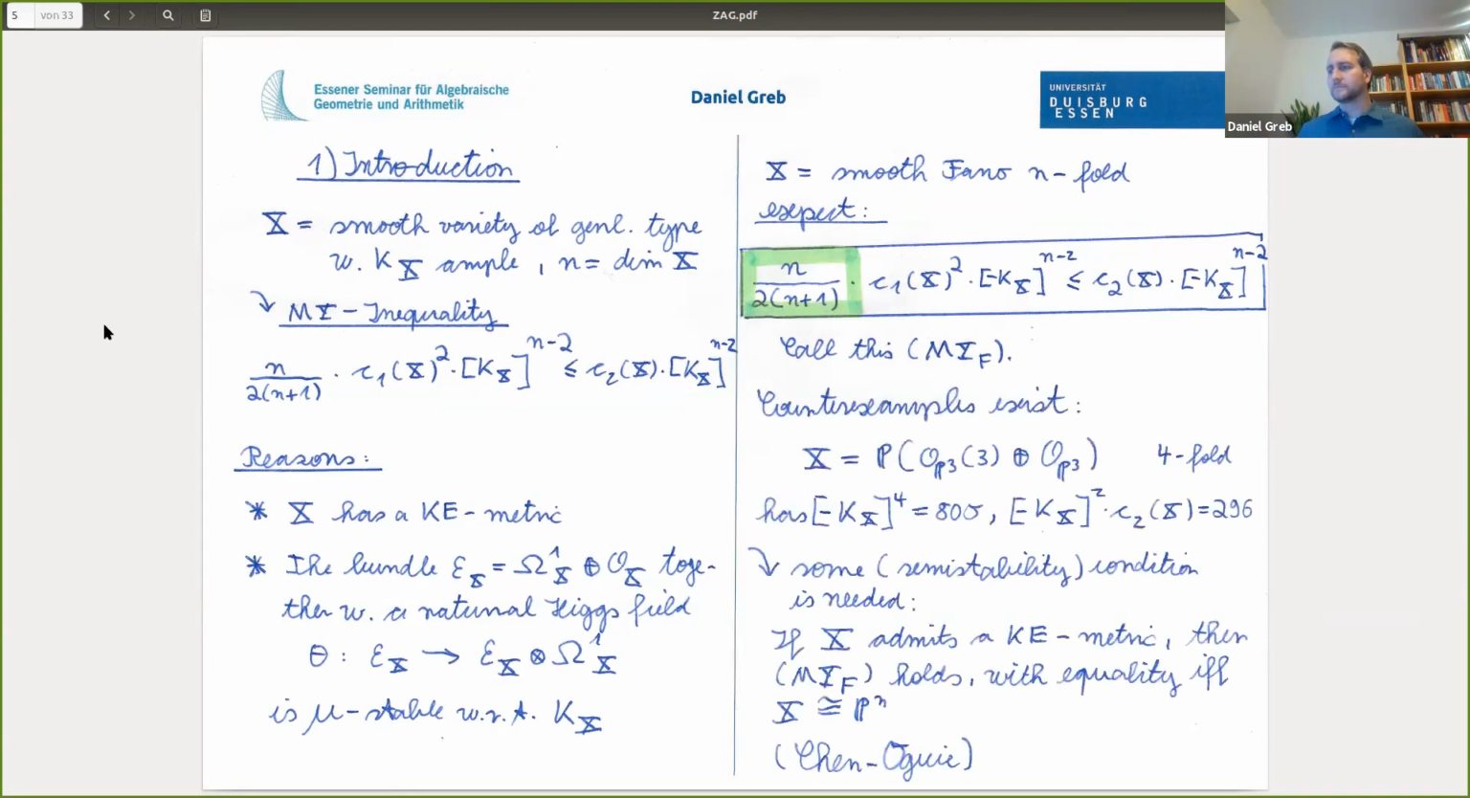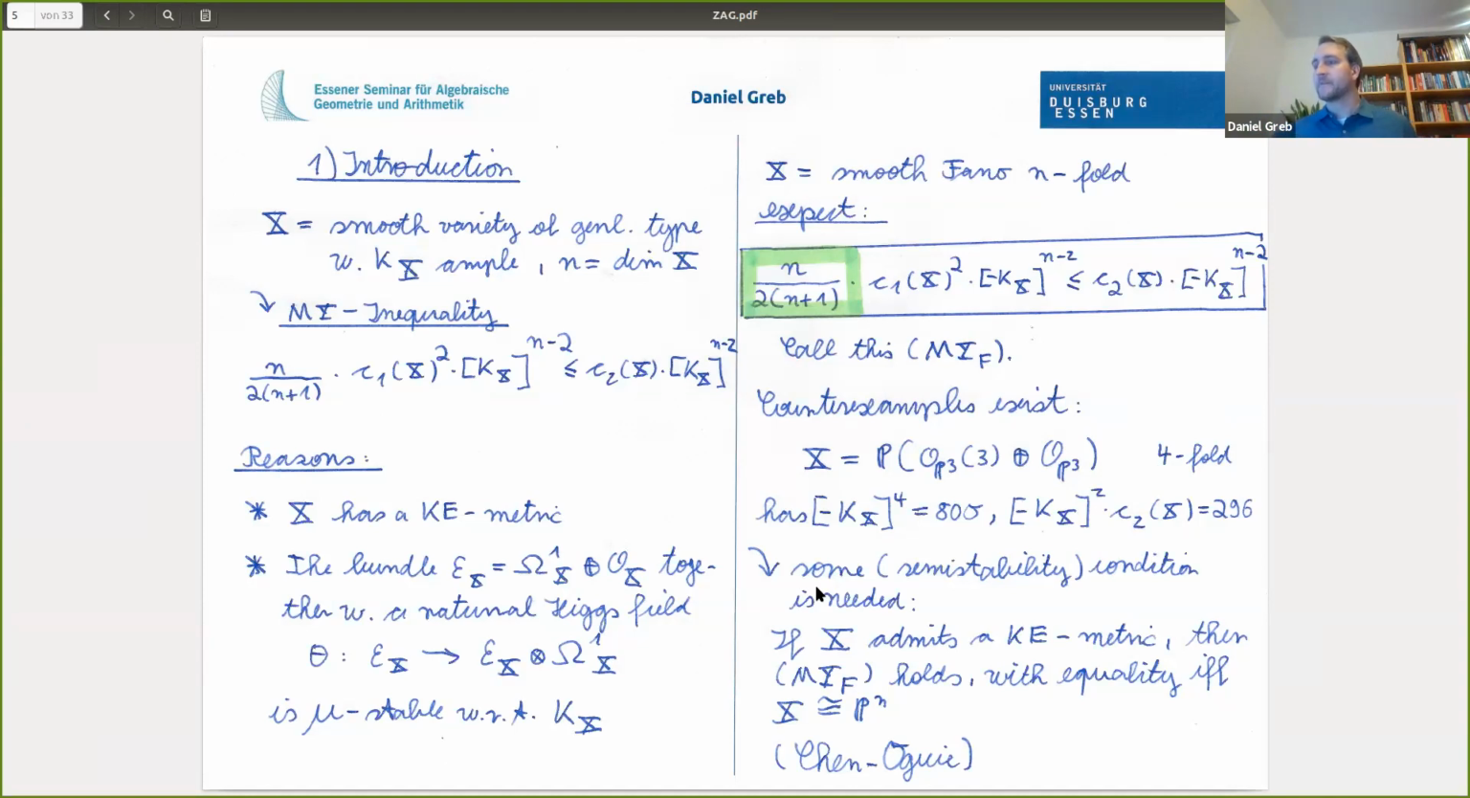Interestingly, counterexamples exist, and they're easy to construct. For example, you take the projectivization of this rank 2 vector bundle on P3, so that's a fourfold, and you compute the relevant Chern class intersection numbers, and you get 800 and 296, and if you plug it into the formula with n equal 4, you see it's violated. And so you see, as in many other problems, in the Fano world some condition is needed, and it has to do with some sort of semi-stability condition.